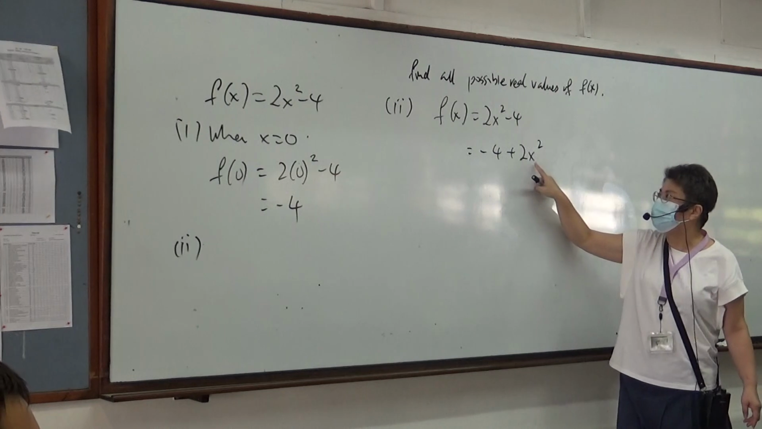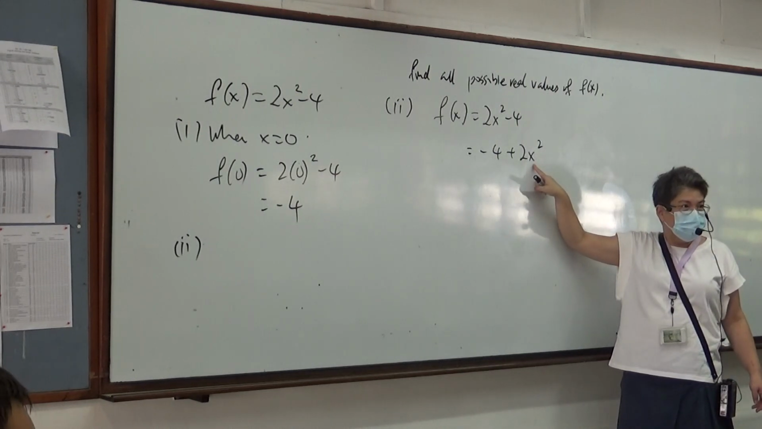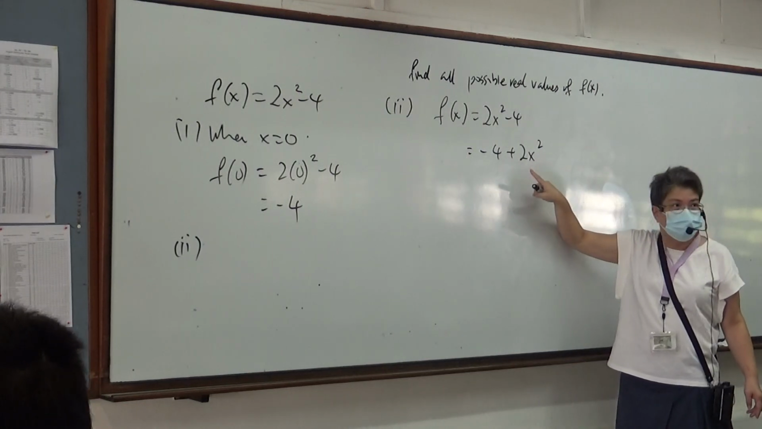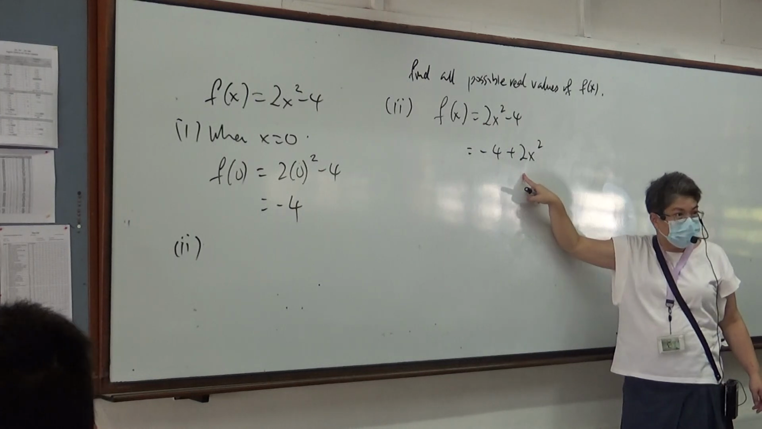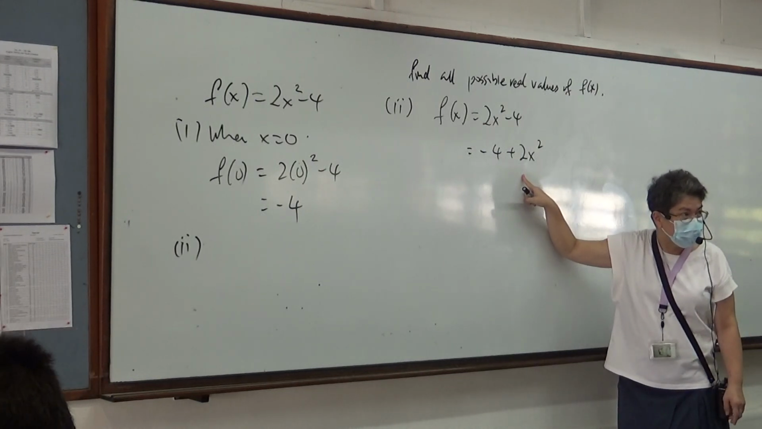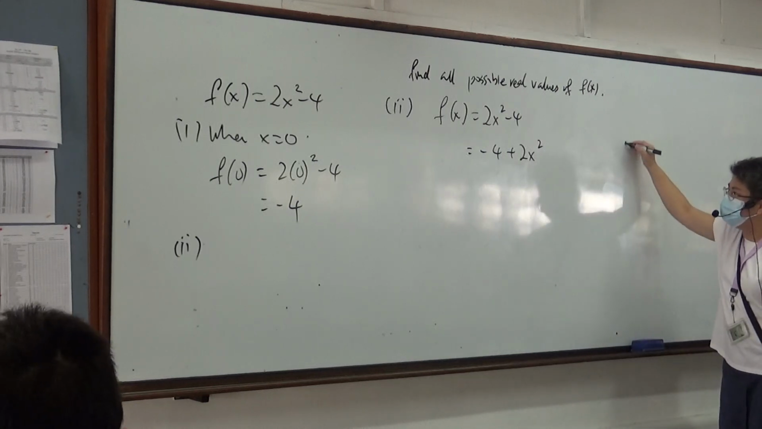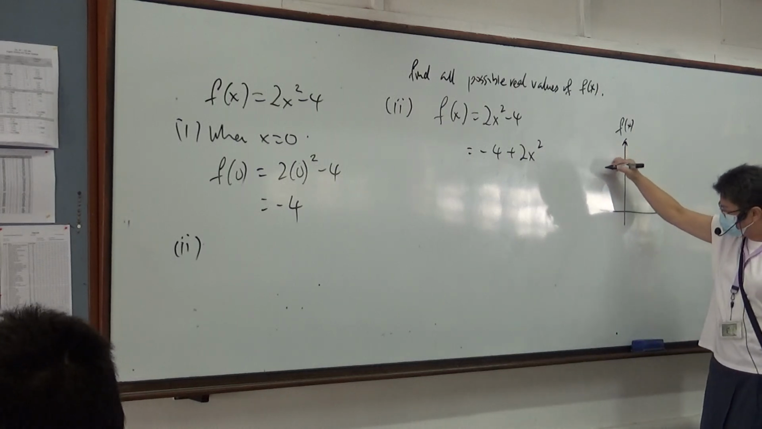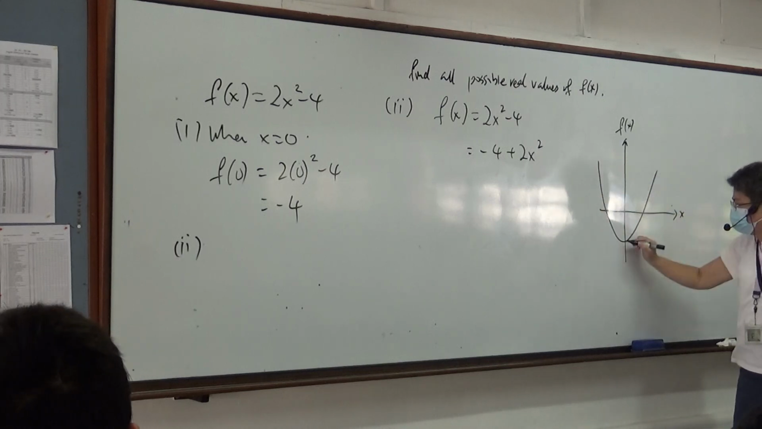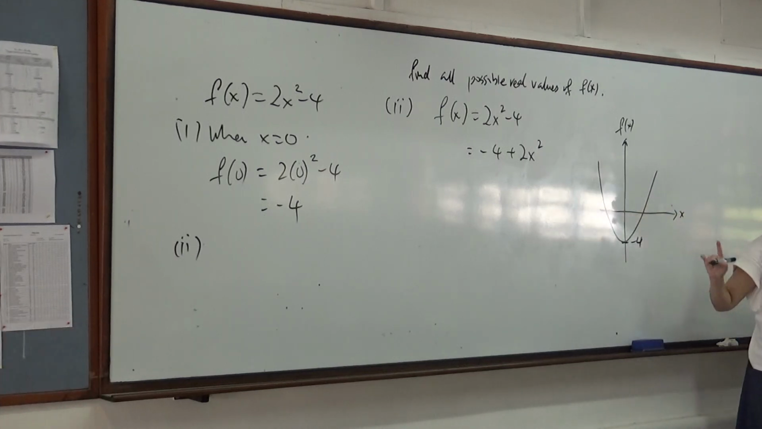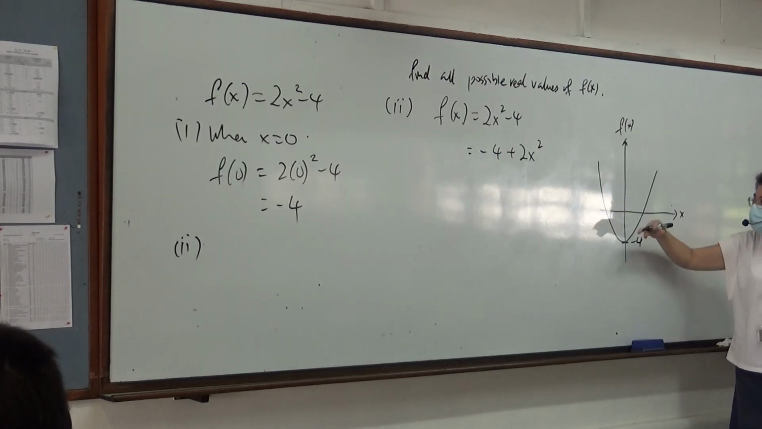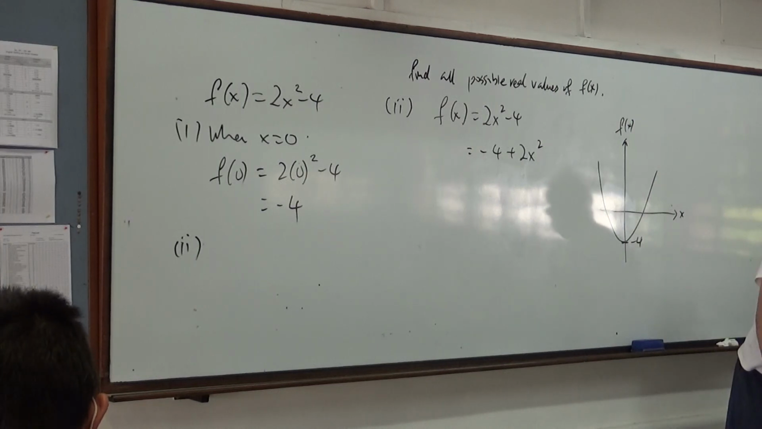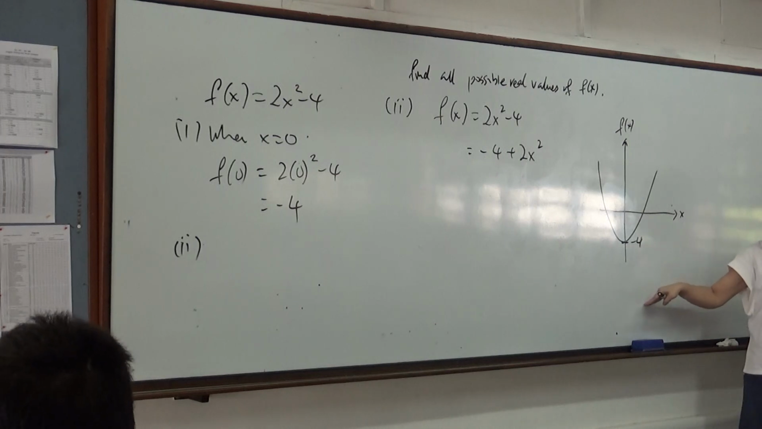Do you agree that no matter what x is, when x is 0, of course this is -4. Other than 0, whatever value is more than -4. You agree with what I'm saying? That means this graph will have the minimum value at (0, -4). That means all the f(x) values must be more than -4. Can you see that? Because this is the minimum value. You cannot have less than that. All of it must be greater than that.